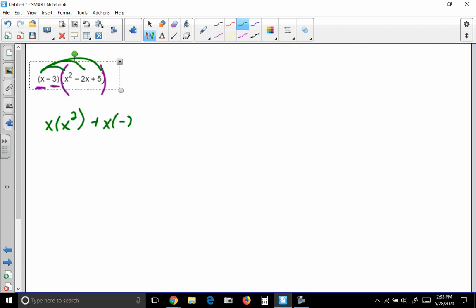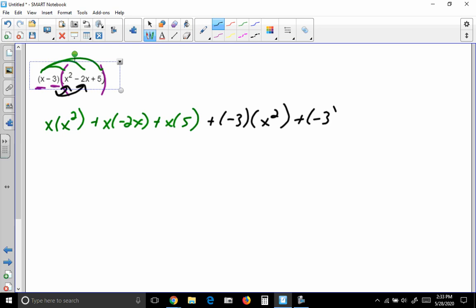x times minus 2x, x times 5. And then we do minus 3 times each one. So minus 3 times x squared, minus 3 times minus 2x, minus 3 times positive 5. Now we distribute them. Now we multiply and combine like terms.